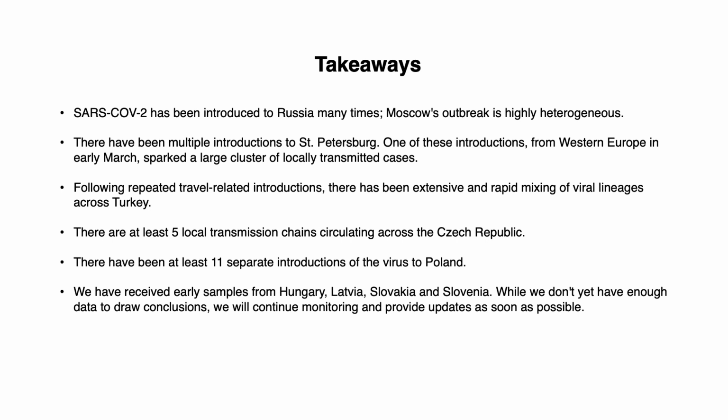Following repeated travel-related introductions, there has been extensive and rapid mixing of viral lineages across Turkey. There are at least 5 local transmission chains circulating around the Czech Republic. There have been at least 11 separate introductions of the virus to Poland. And we have received early samples from Hungary, Latvia, Slovakia, and Slovenia.